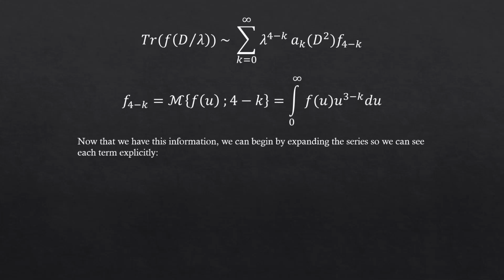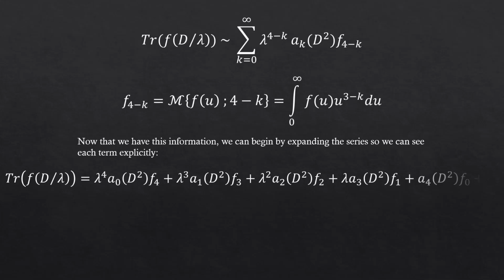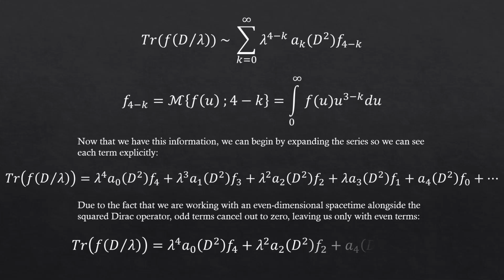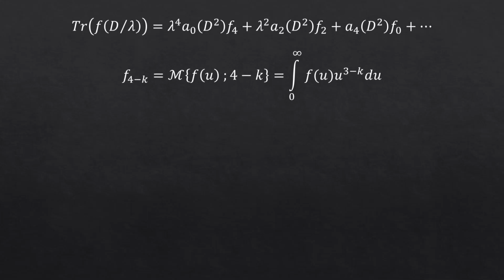But now that we have this information, we can begin by expanding the series so we can see each term independently. But due to the fact that we're working in an even dimensional spacetime, alongside that squared Dirac operator, odd terms will automatically go to 0, leaving us only with even terms. We're going to leave the moments of the cutoff function definition in terms of the Mellin transform so that we can see what these terms correspond to on the top section for this trace function.